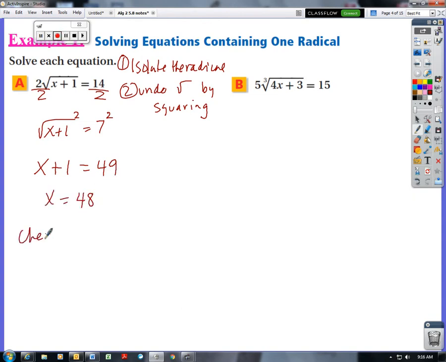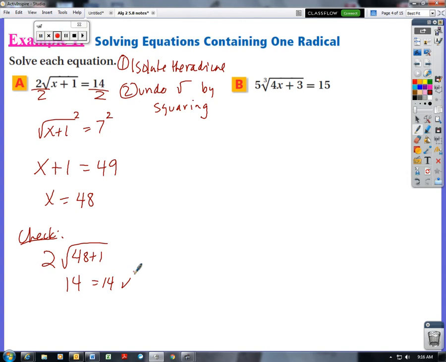And then you need to check these and make sure they work. So I'm checking in the original equation, 48 plus 1, that's 49. The square root of 49 is 7. 7 times 2 is 14. 14 equals 14. We have a check. Okay, try this one on your own, and then I will do it.